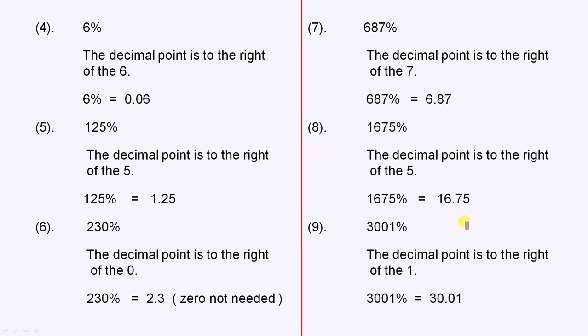And finally, 3,001%. The decimal point is to the right of the 1, which is there. Move it 2 places to the left, so 3,001% becomes 30.01. So this video has given us some examples to show how to change a percentage to a decimal, and the rules are very straightforward, and we've just seen how to use them.